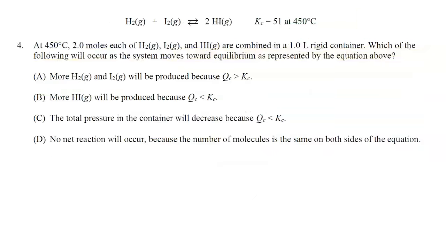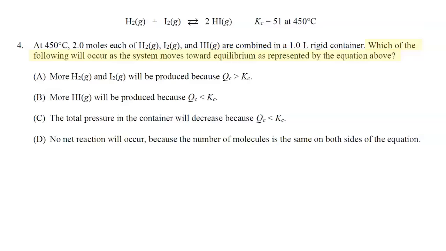Now let's take a look at question 4. In question 4, it says at 450 degrees Celsius, 2.0 moles each of hydrogen, iodine, and hydrogen iodide are combined in a 1 liter rigid container. And the question asks which of the following will occur as the system moves toward equilibrium as represented by the equation above.